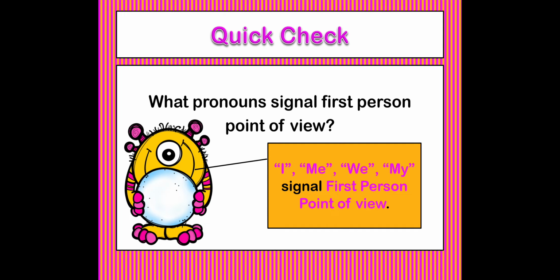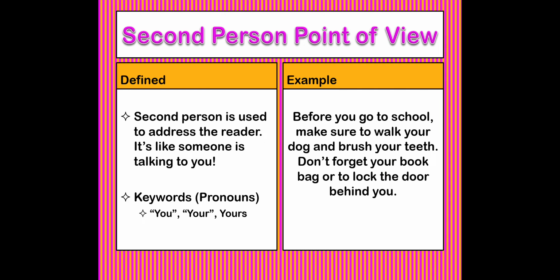If you said I, me, we, my, signal first person point of view, you're absolutely correct and you are ready to move on. Now, let's move on to second person point of view.